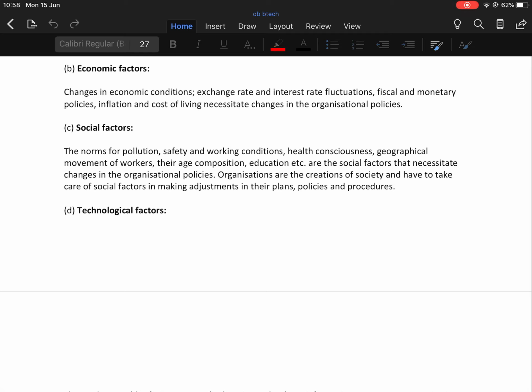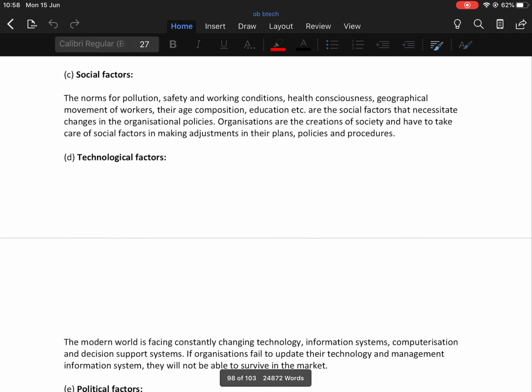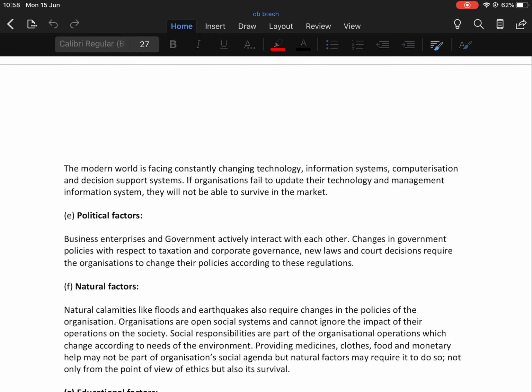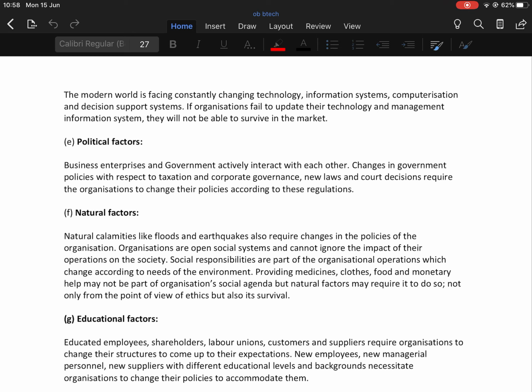So organizations are the creation of society and have to take care of social factors in making adjustment in their plans, policies and procedures. Then next is technological factors. The modern world is facing constantly changing technology, information system, computerization and decision support system. If organizations fail to update their technology and management information system, they will not be able to survive in the market.